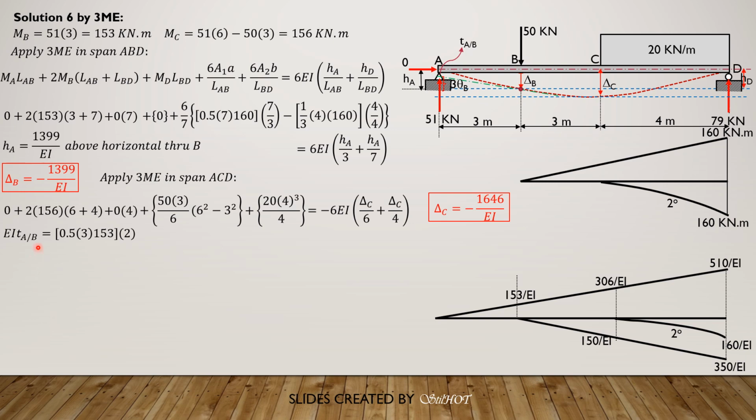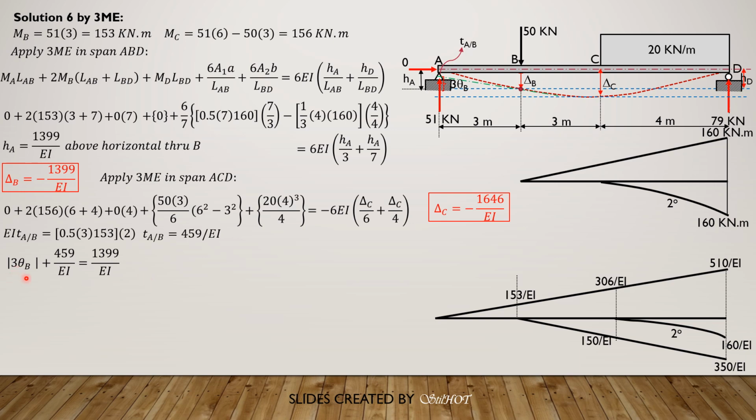So EI times the deviation of A relative to B is the moment of this area with respect to A. So 1/2 of 3 times 153 over EI. The moment arm with respect to A is 2, since 2/3 of 3 is 2. So that would be the deviation of A relative to B, 459 over EI. Then equate the absolute value of 3 theta B plus the deviation of A relative to B equals delta B, or HA, and it is 3099 over EI.